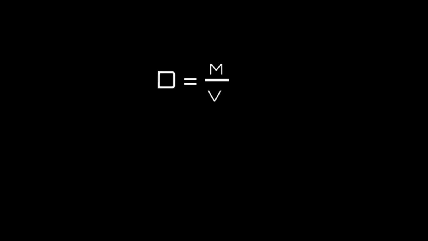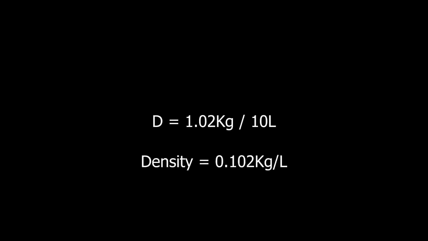Continue with the video. The mass of the object is 1.02 and the volume is 10 liters. So the equation must now become density equals 1.02 divided by 10, which makes density 0.102 kilograms per liter. Now that might sound good and all, so let's do the same with water.